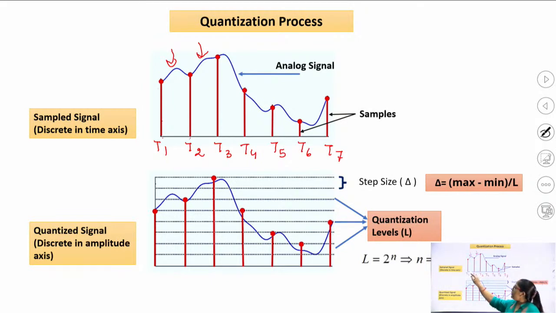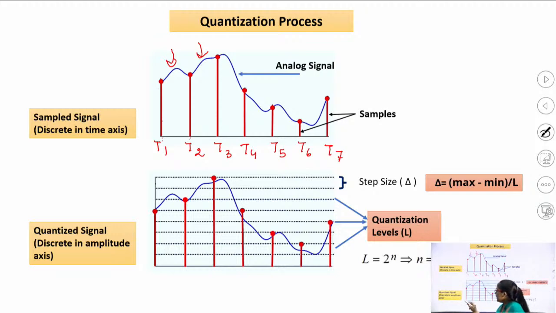There will be no signal available between T1 and T2. Till this point, we have sampled, or discretized, the continuous signal in the time axis. Now we want to perform the quantization. Quantization means we want to discretize this continuous signal in the amplitude axis also.